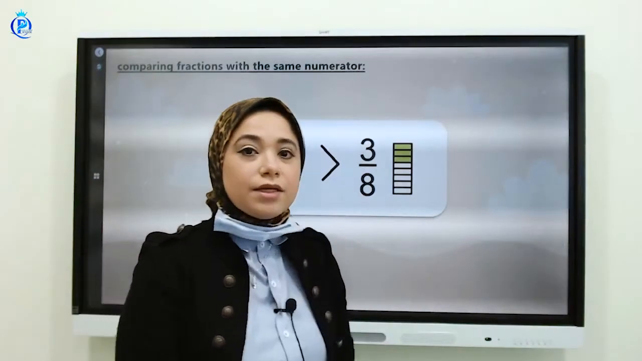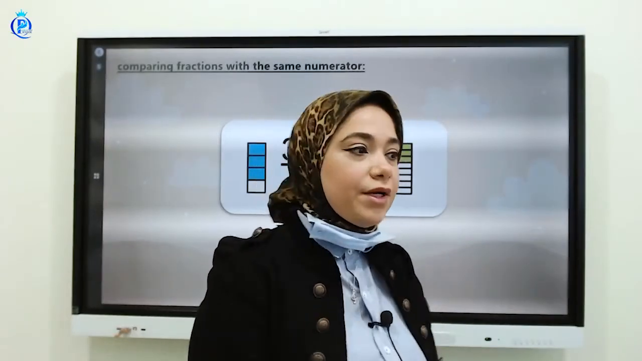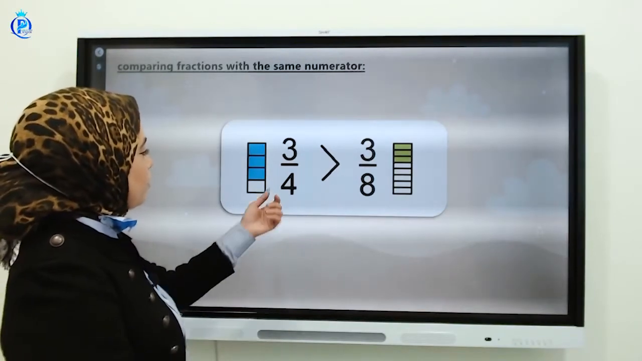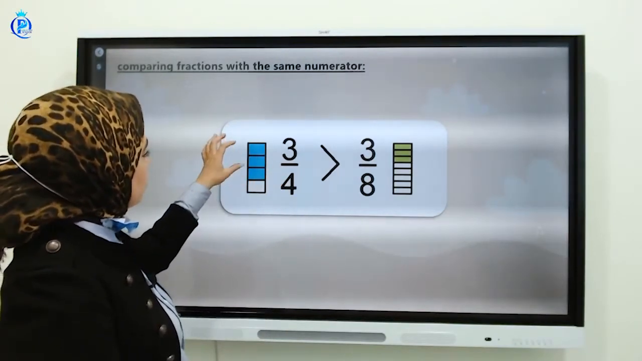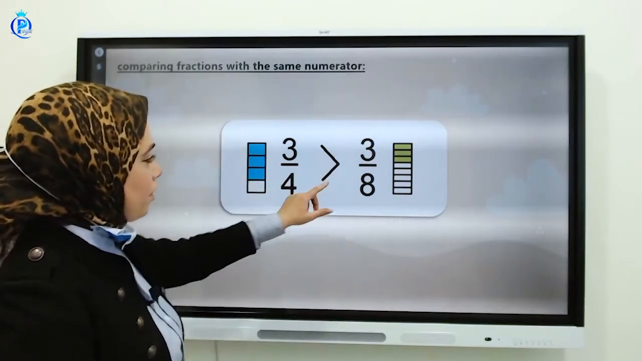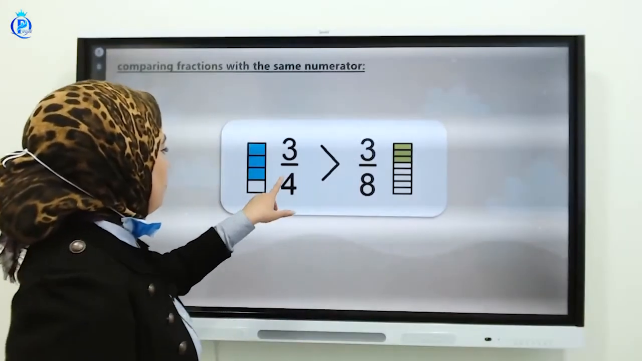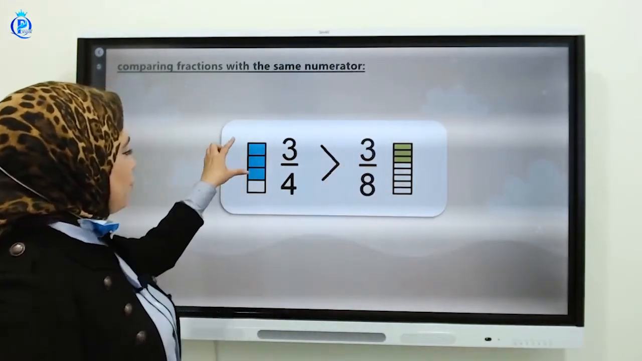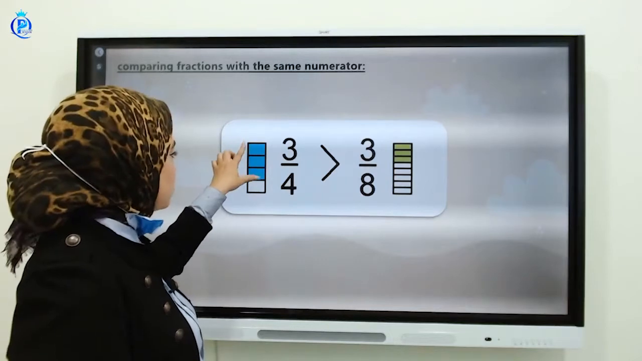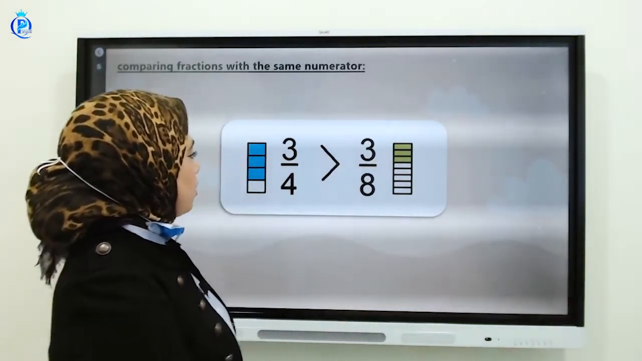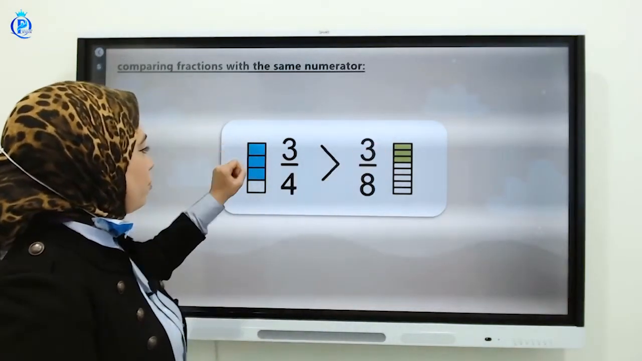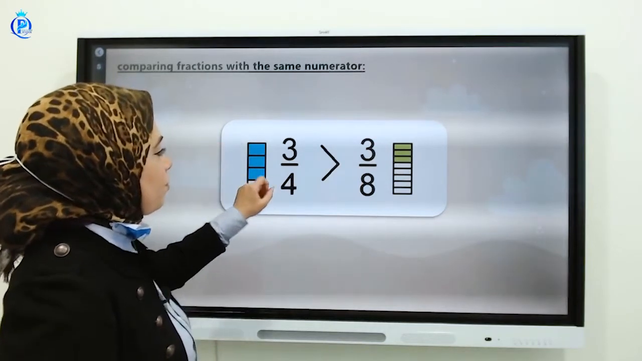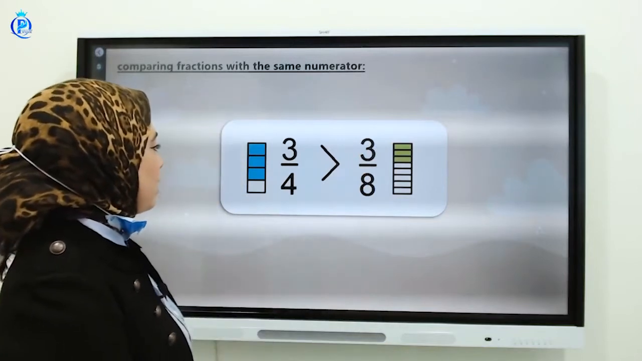Now, let's compare with the same numerator. Look at this. Here, I have a bar of chocolate cut into 4 parts, and here cut into 8 parts. I will take 3/4 and 3/8. Is the blue one bigger or the green one? Notice that the blue one is bigger than the green one, right or wrong?